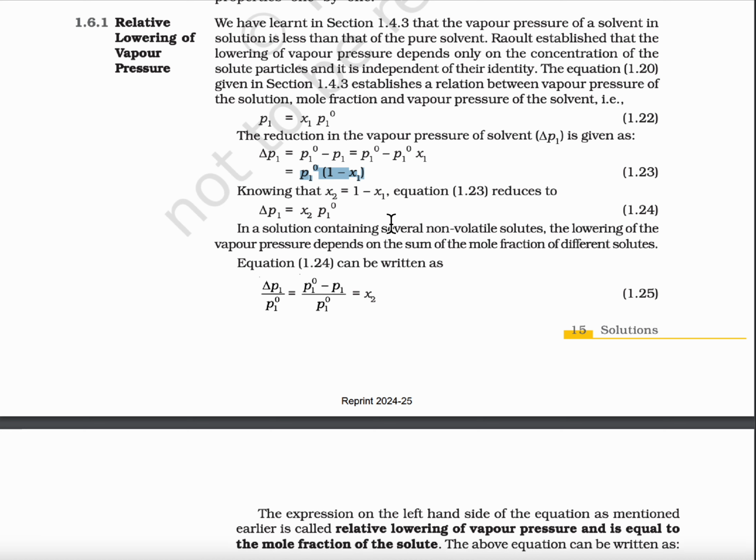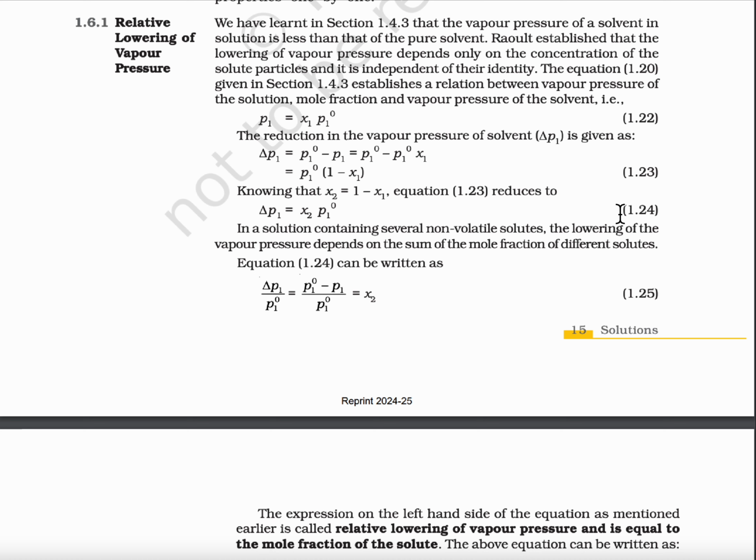We know that mole fractions add up to 1 for a particular molecule or a component, right? Now 1 minus chi1 can be represented as chi2, so we are taking delta P1 is equal to chi2 P1 naught. In a solution containing several non-volatile solutes, the lowering of the vapor pressure depends on the sum of the mole fraction of different solutes.